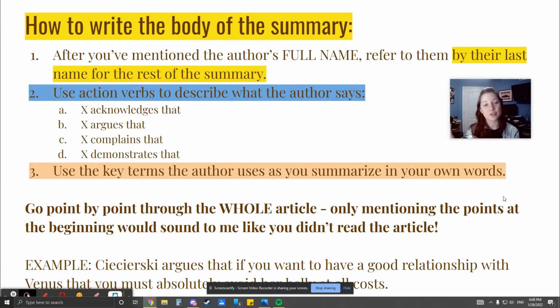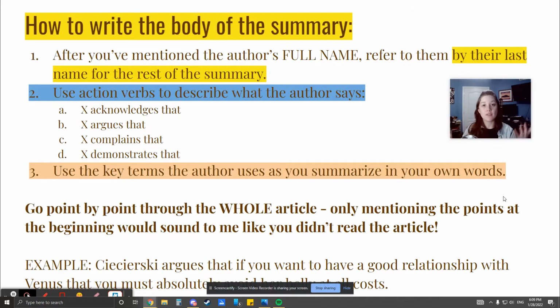Use action verbs to describe what they say. So do they acknowledge? Do they argue? Do they complain? Do they emphasize? Do they demonstrate the things that they're doing in the article? And then use the key terms the author uses as you summarize in your own words. A really good way to guide your reading is, while you're reading, look for specific words. Like in later articles, Kempo Amor is going to use transitional objects as a keyword. So you're going to add those exact words, but you summarize in your own words.